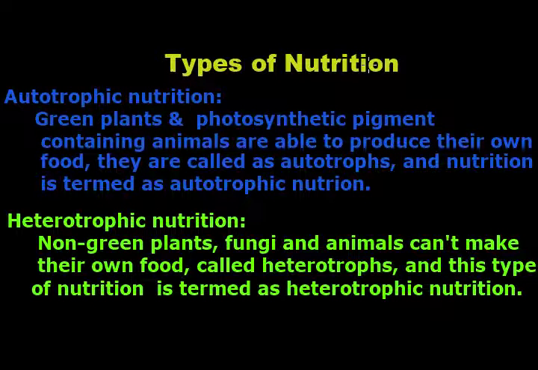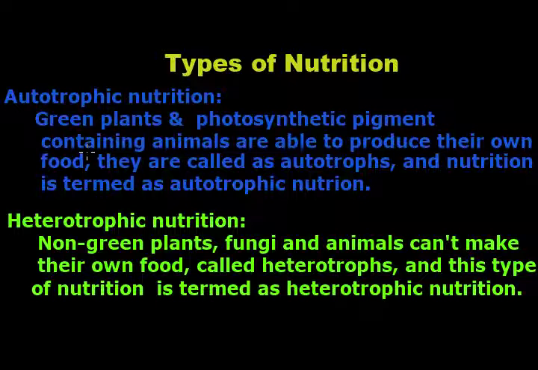Now the types of nutrition is very, very important. Nutrition is basically of two types: autotrophic nutrition and heterotrophic nutrition. Autotrophic nutrition occurs in green plants and in photosynthetic pigment containing animals like Euglena and Paramecium bursaria. This species of Paramecium contains a chlorophyll-like structure, not chlorophyll. Chlorophyll is present in plants, and the chlorophyll-like structure present in these animals is known as zoochlorellae.